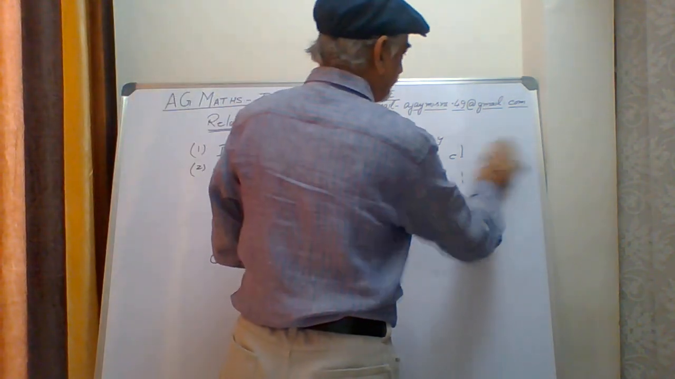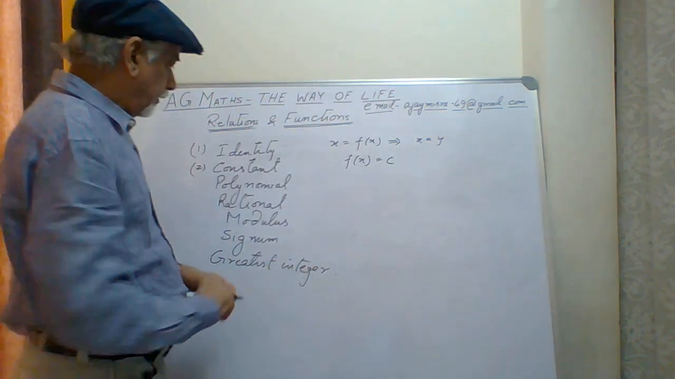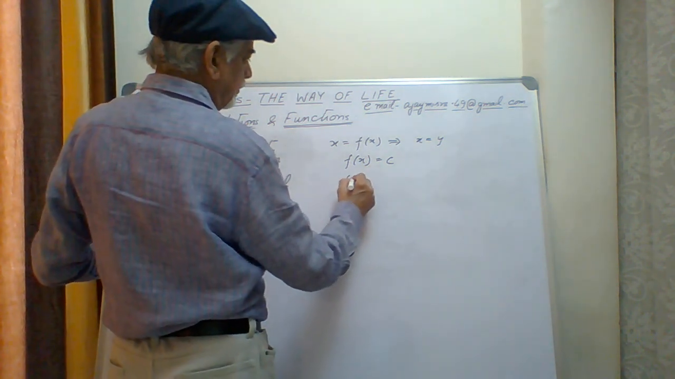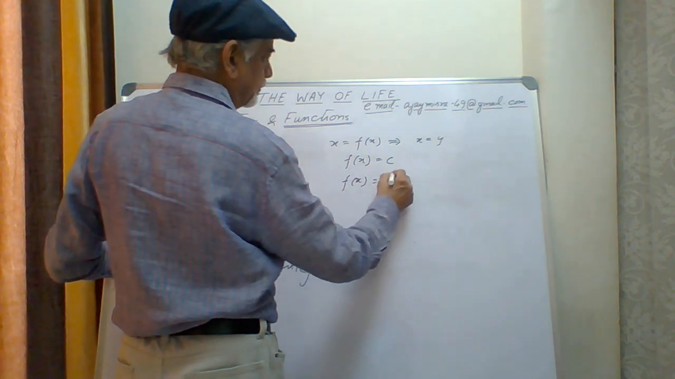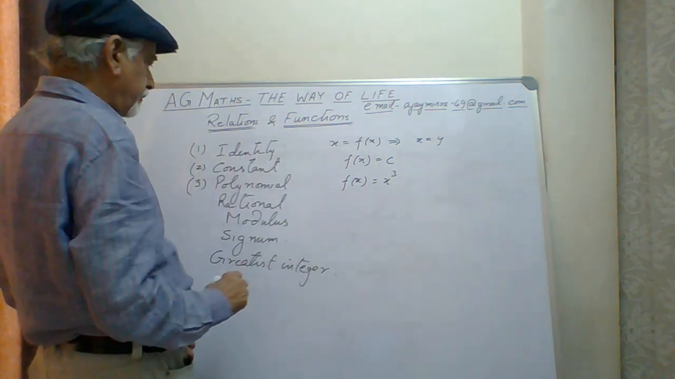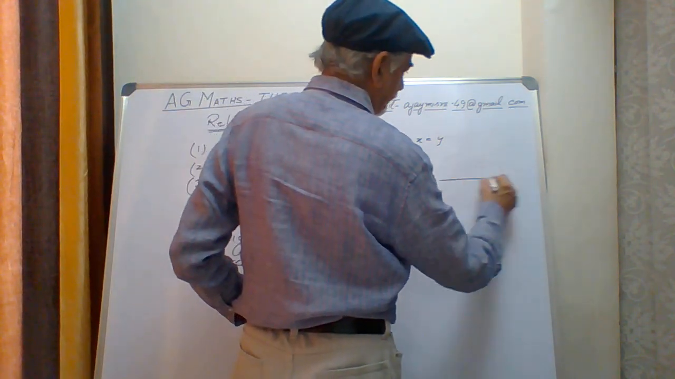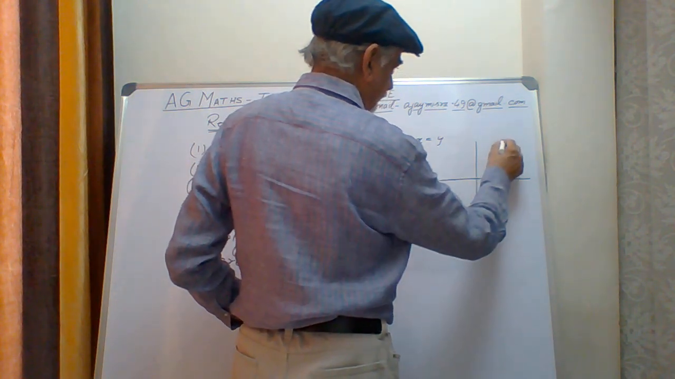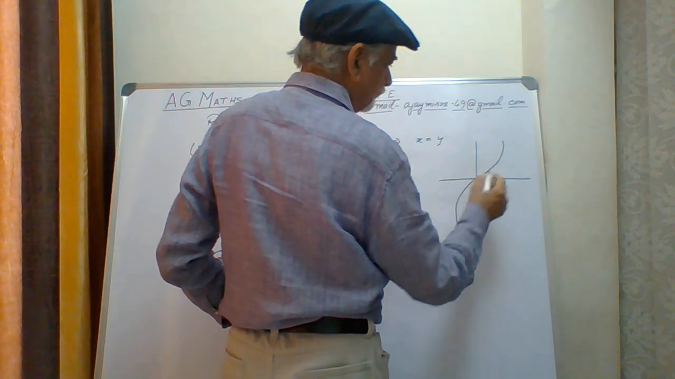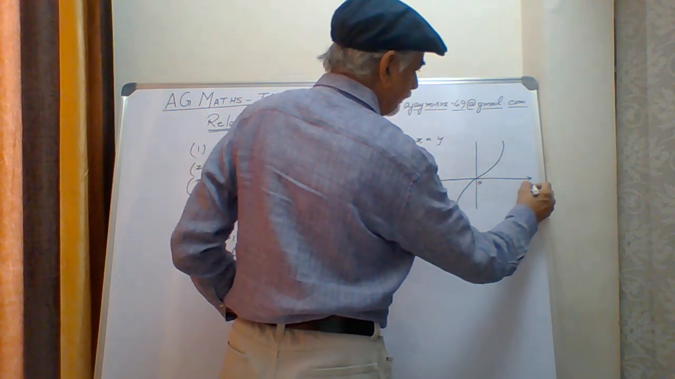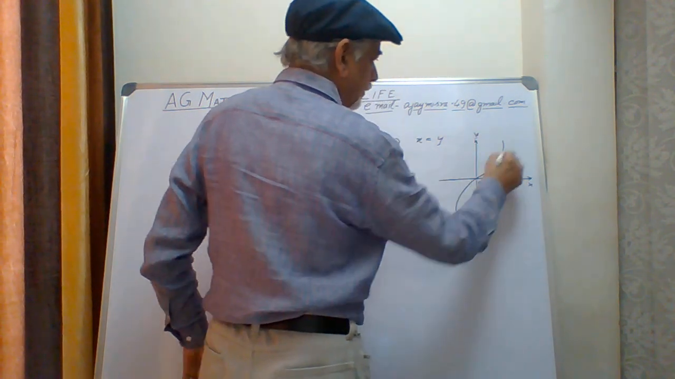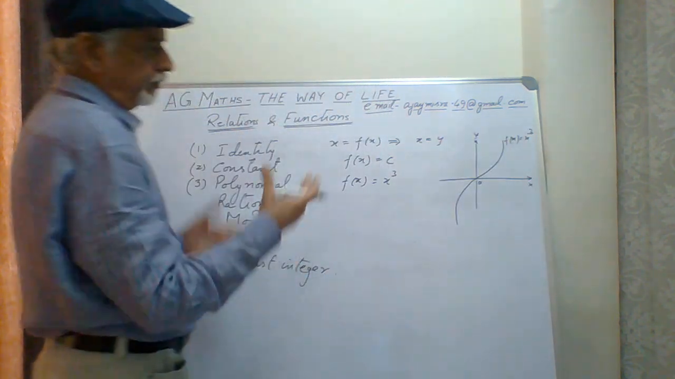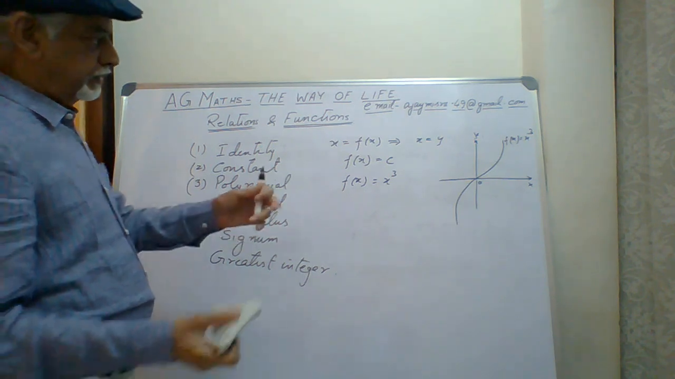What is the polynomial? A polynomial function can be other than a linear function. Suppose I draw a polynomial function as f(x) is equal to x cube. If this is the function, then it will look like an S form. This is a polynomial function, f(x) is equal to x cube. It can also be a quadratic function.